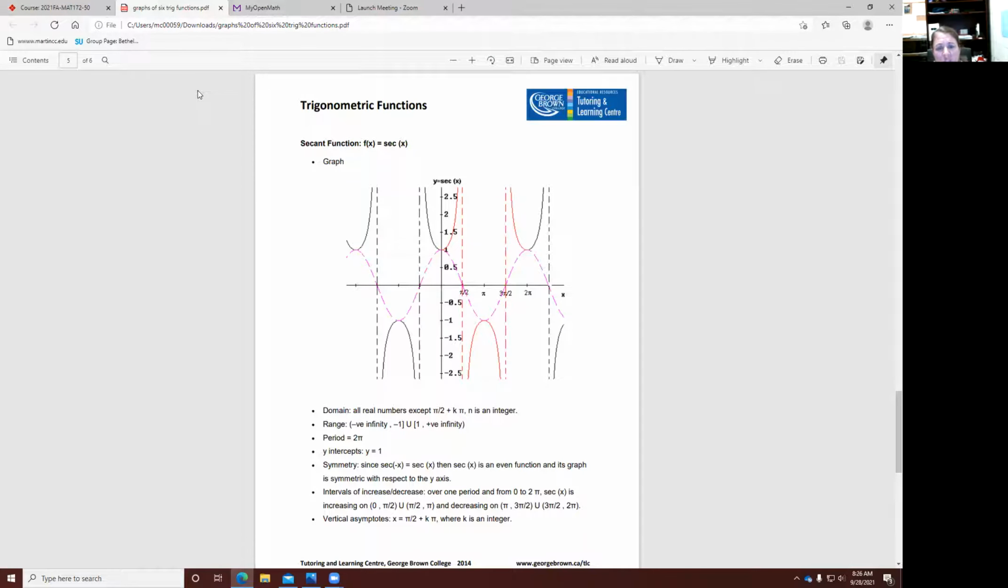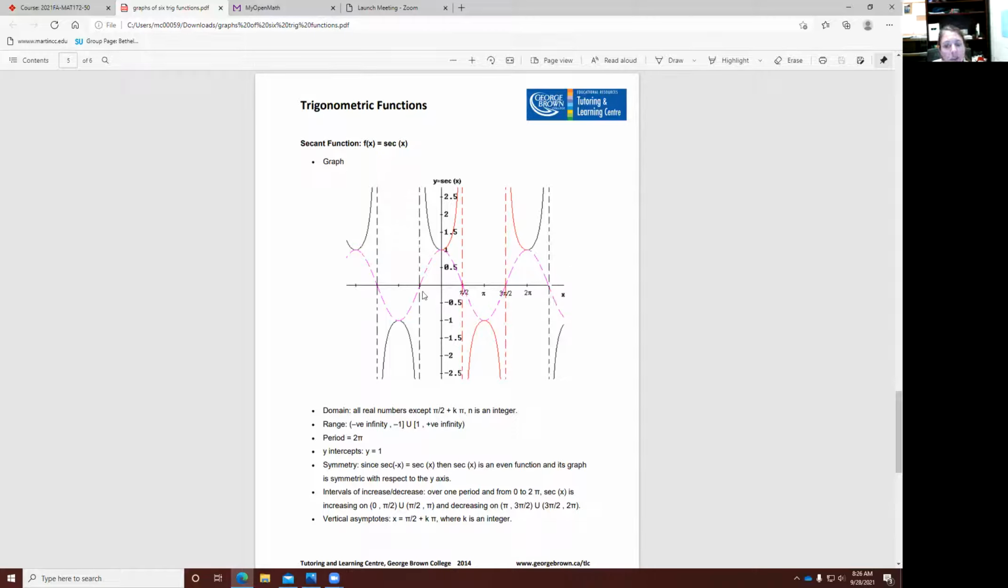If you know the definition of a domain, it is what is being covered on the x values. So what is being covered? Everything here is being covered except on these asymptotes: multiples of pi over 2, 3 pi over 2. You add another pi to that, and you would get 5 pi over 2 as the next one.